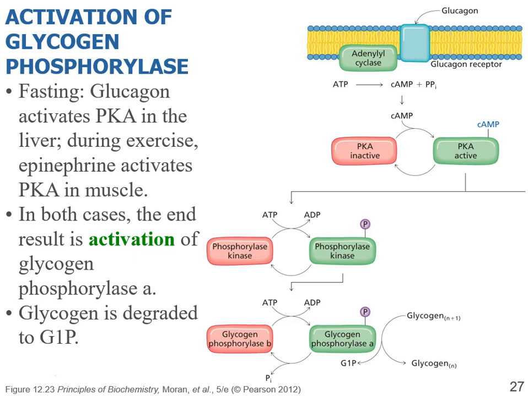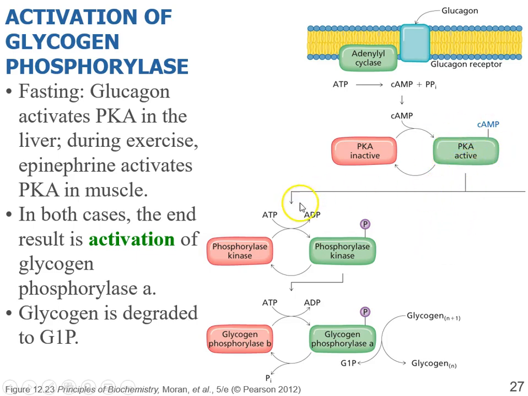So here's another picture from another book. Here's glucagon. It binds to its receptor, activates the G protein, which isn't shown here, activates adenylyl cyclase, and then ATP produces cyclic AMP. Cyclic AMP binds to protein kinase A, pulls away those regulatory subunits, and now we have active protein kinase A.